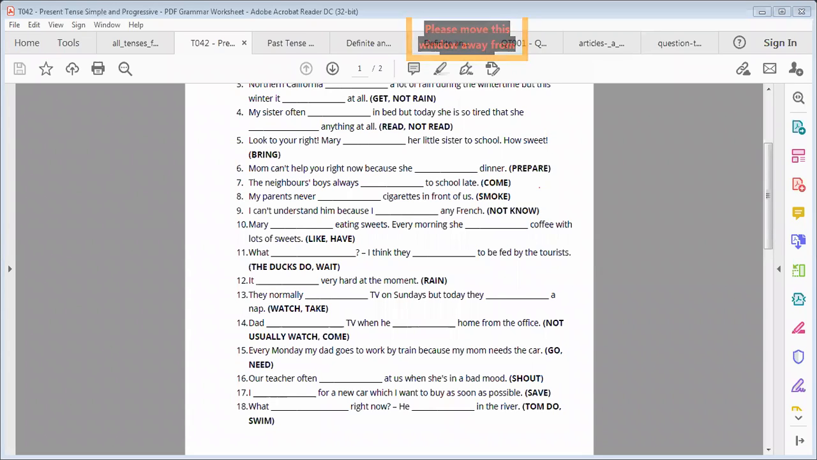Okay, difference between did and had. Did is used with simple tense or continuous tense. Had is used with perfect tenses of past. So with simple past and past continuous, you will use did. And with past perfect, you will use had.